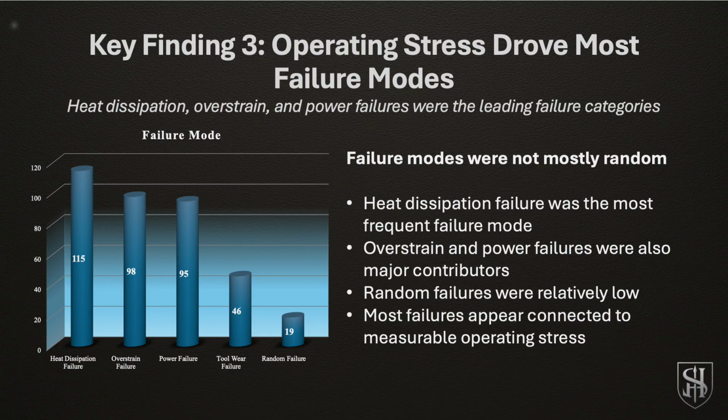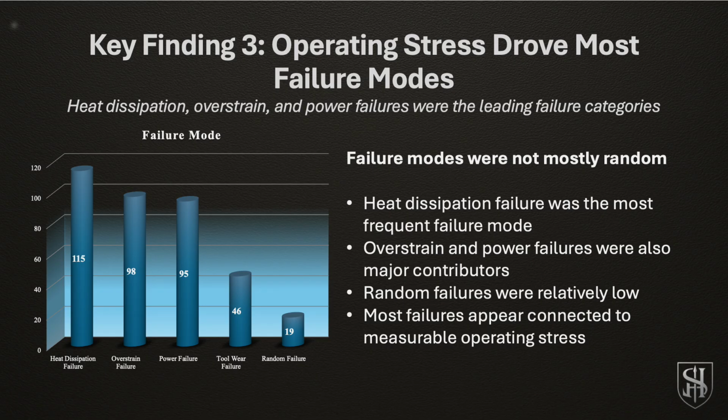This suggests that thermal stress may be a major contributor to machine failure risk. The second most common category was overstrain failure, with 98 recorded instances. Overstrain failure points toward mechanical stress, excessive load, or equipment operating under pressure beyond normal tolerance. The third major category was power failure, with 95 recorded instances. This may indicate stress related to power demand, motor load, or operating conditions that place additional strain on the equipment.